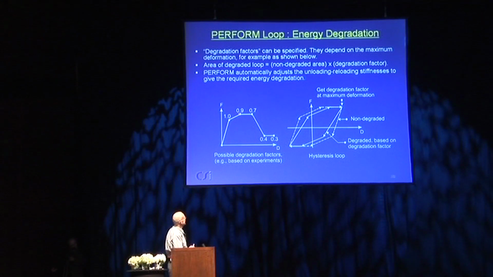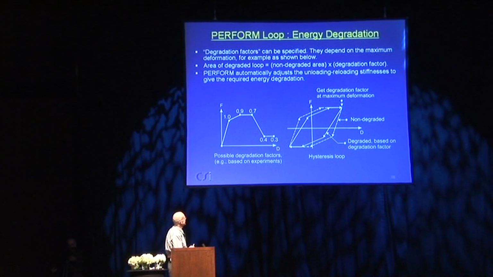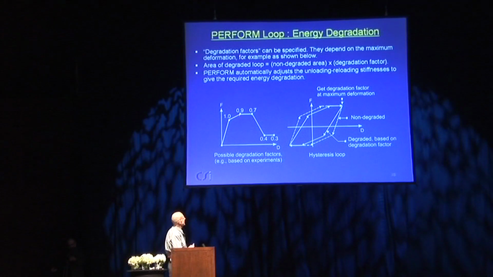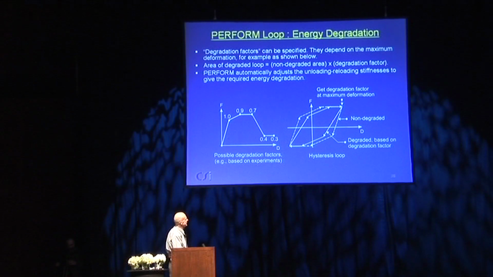If we cycle backwards and forwards at this level, you'd say that the area of the degraded loop is about 90% of the non-degraded area. The non-degraded loop is dashed, the degraded loop would be here. If you go out to the L point, maybe 0.7, here 0.4, here 0.3, you get to pick your own numbers.